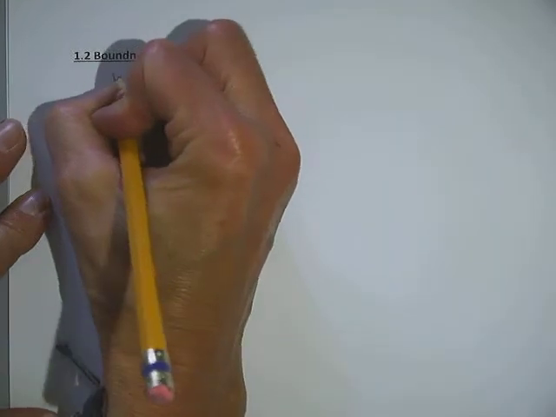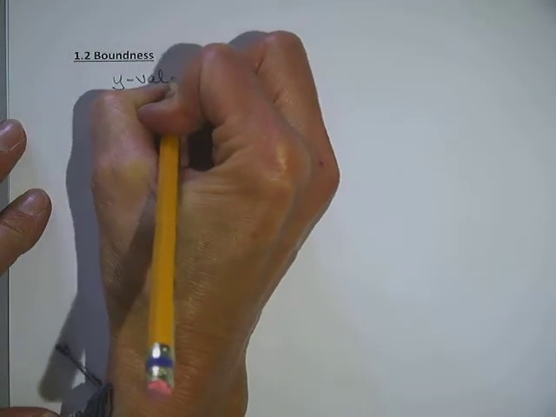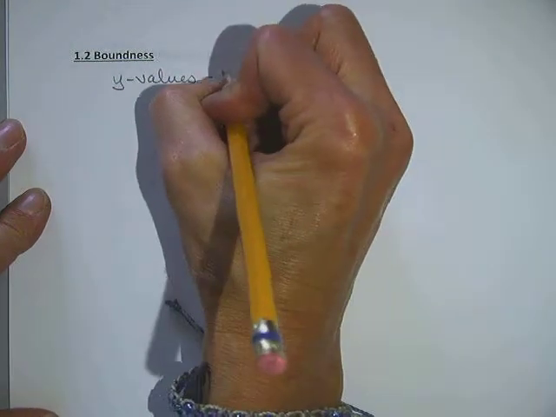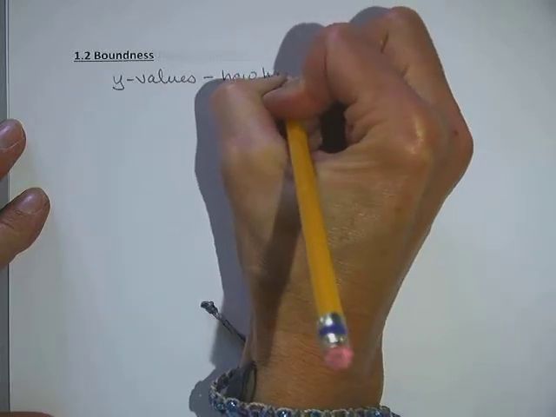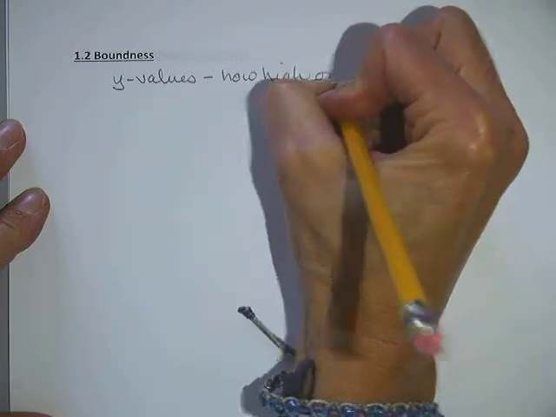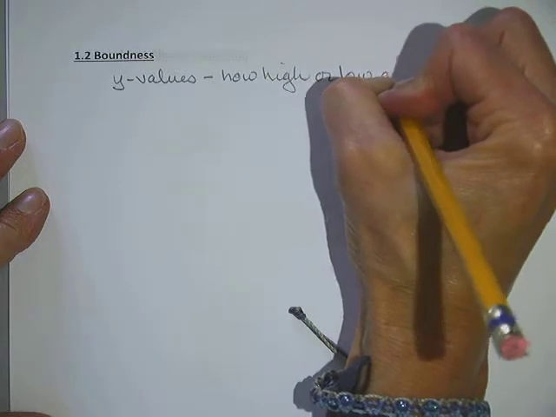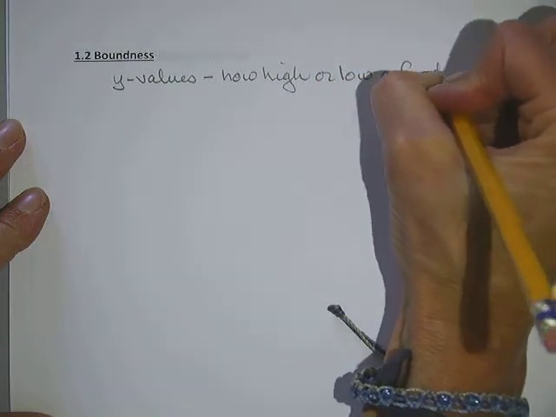Okay. The next thing is called boundness. Boundness has to do with y values. It is how high or low a function is.